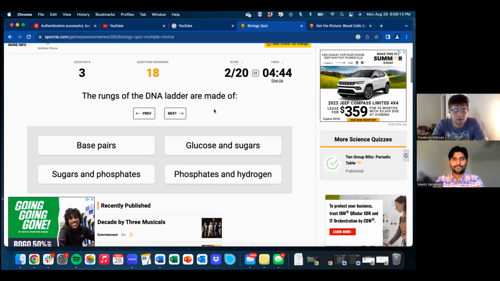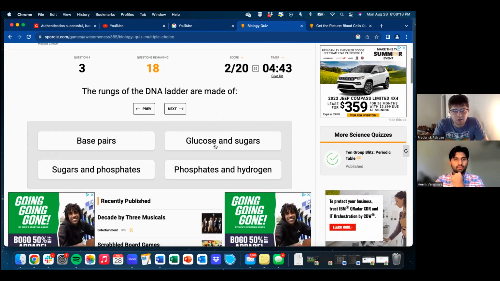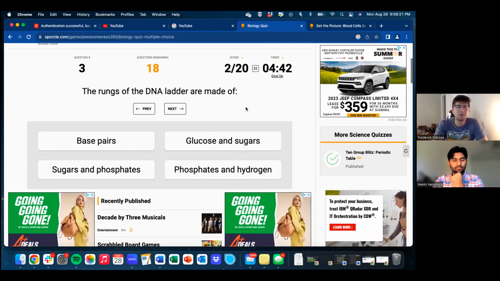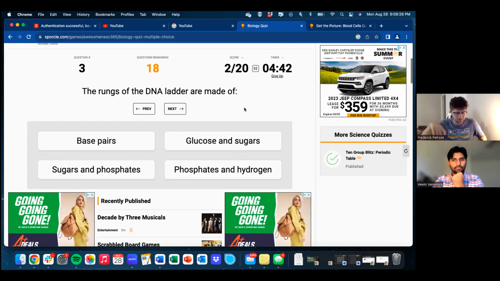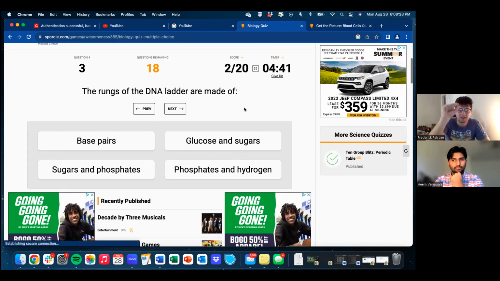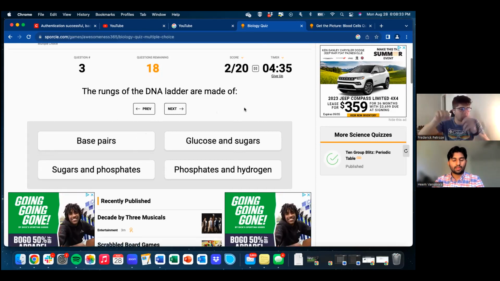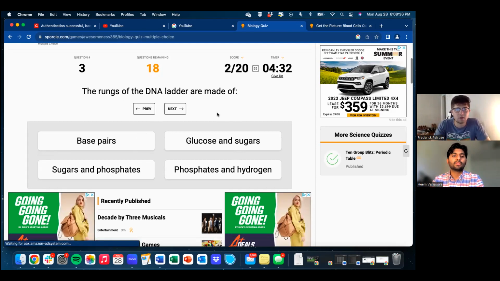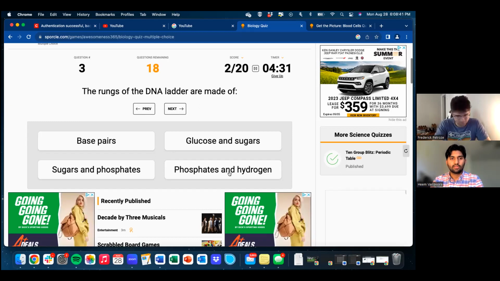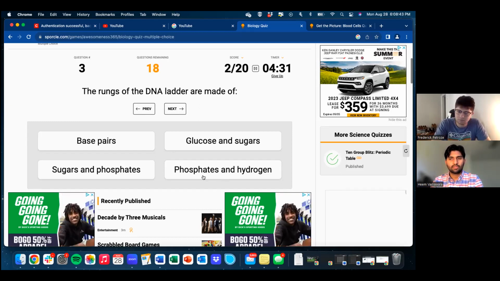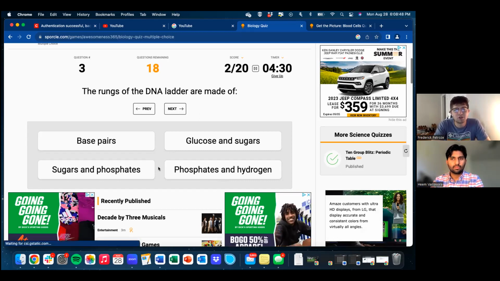The rungs of the DNA ladder are made of what? Base pairs, glucose. I'm assuming it's asking about the double helix, like what makes up the middle, because the rungs would be the middle of a ladder where you climb. I would say phosphates and hydrogen. Well, I think phosphates build up the outside, because DNA is built up by the sugar phosphate backbone.